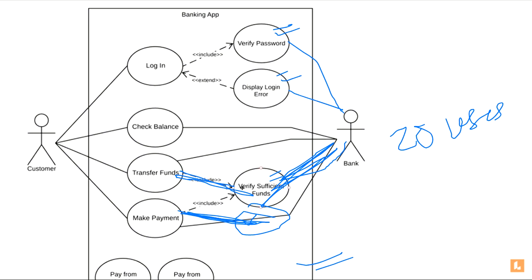But what will happen? This will just unnecessarily complicate the system. This will unnecessarily show you more lines. There is nothing wrong. In the exam, you will not know whether to connect or not to connect. In the exam, when you are drawing any use case diagram, obviously you will draw the line from the bank to verify password also and display login error also.